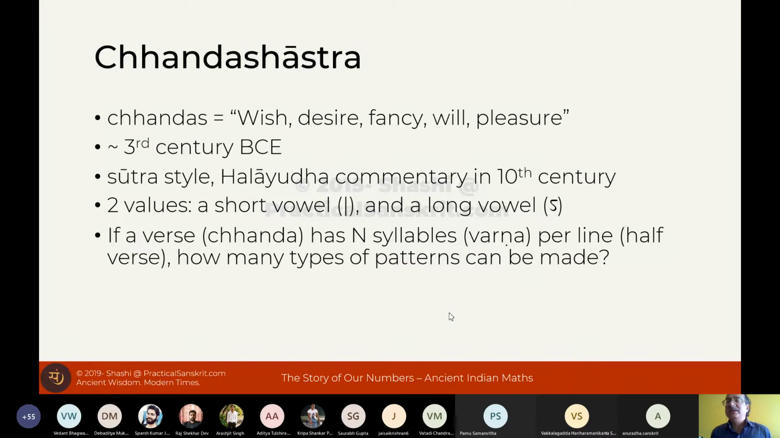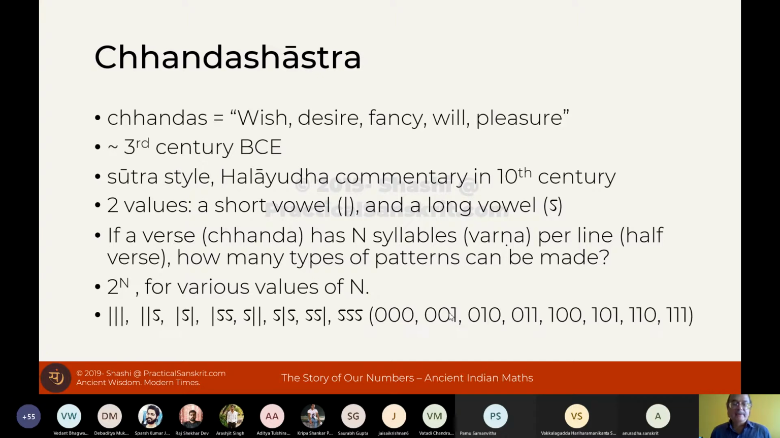So the question might be, how many types of Anushtup Chand can there be? Because the Varna Vritta length is 16 for 1 line, right? So total possible combinations for any value of n will be 2 to the power n. And again, this is now very obvious to us. It was not that obvious, thinking of not just 2, but the powers and then calculating how many. This is all combinatorics, right?